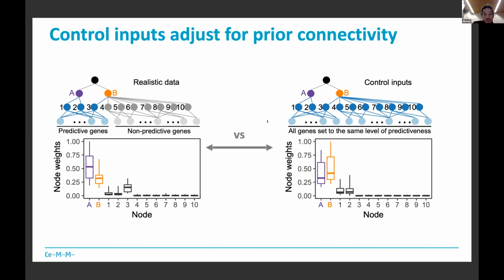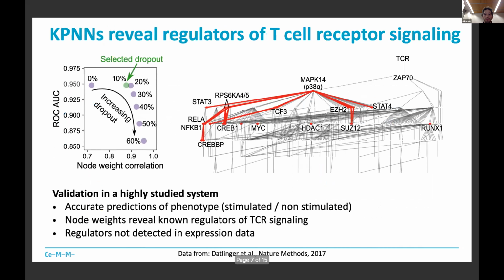Okay, so now I have solved these two issues. First, that the results are consistent over multiple random initiations, and second, the effect of network structure. And now I wanted to try this on some real data. The first data set I used was the T-cell receptor signaling.